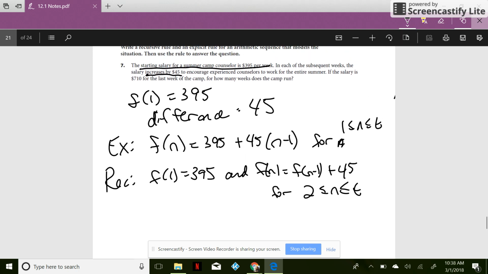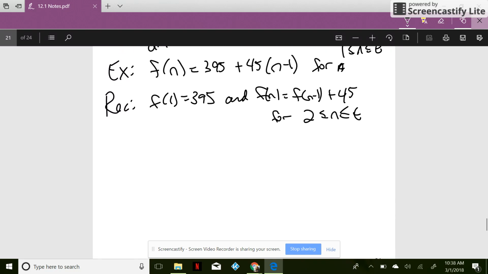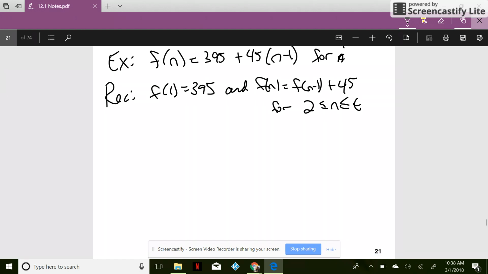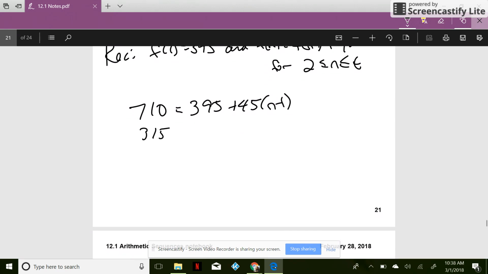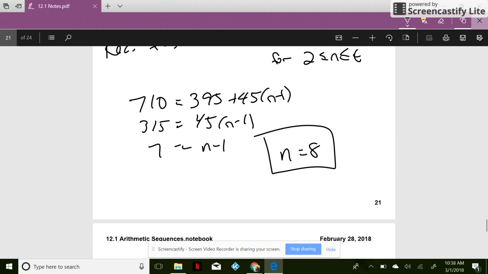So the other thing we know is that at the last week of camp, the value is 710. So what we're going to do is take that explicit function and plug in 710 for our final value. So 710 will be equal to 395 plus 45 times n minus 1. So subtract the 395, and then we'll divide by 45 to get 7 is equal to n minus 1. So add the 1, n is 8. So that means there are 8 weeks to the summer.